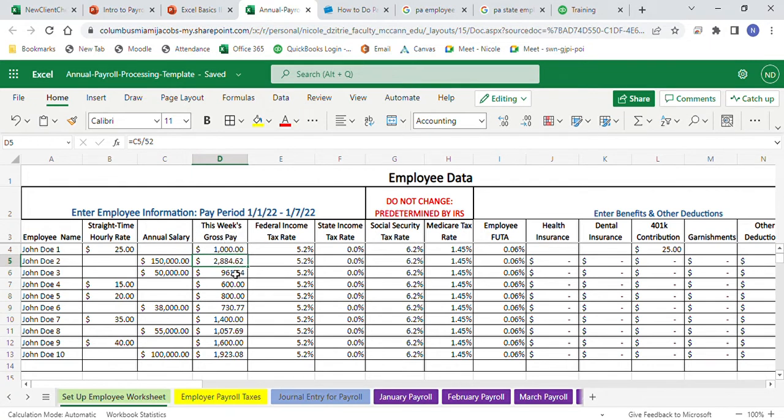And I just wanted to show you, if you look, these are the formulas that I used. I just simply multiplied the hours by 40, or I took the salary and divided it by 52. Now, federal income tax rate is 5.2. They just, for simplistic reasons, put that for everyone. Obviously, if you look at these pay amounts, there's no way everybody has 5.2, but that's what they use for the template.